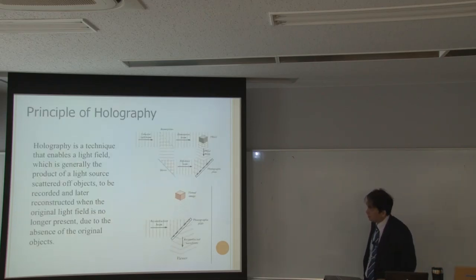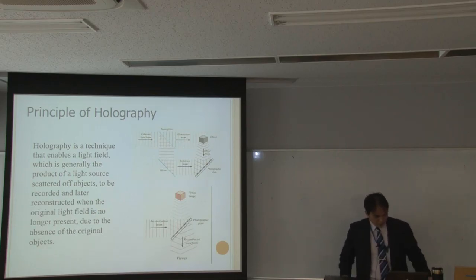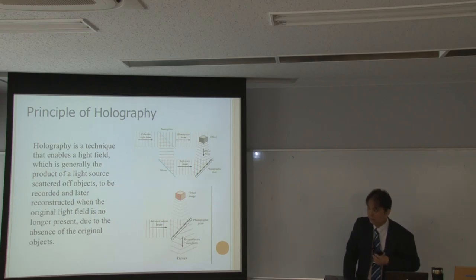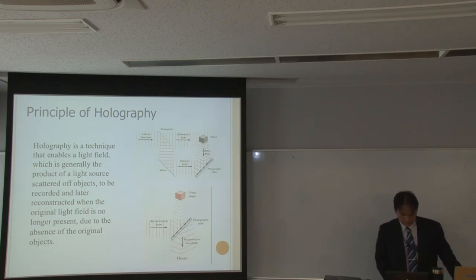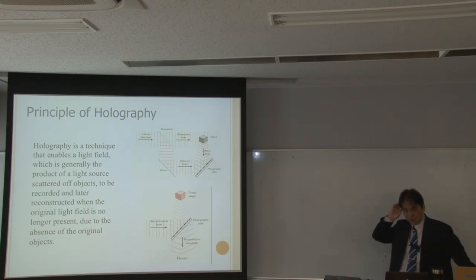And another type is holography. This figure shows the principle of holography. Holography uses a coherent laser beam. The coherent laser beam generates a fringe pattern here, and it is recorded like a picture. Then in the reconstruction phase, this fringe pattern is illuminated by a reconstruction beam, and the virtual image can be seen from this side. And this is just a still image, not a moving image.